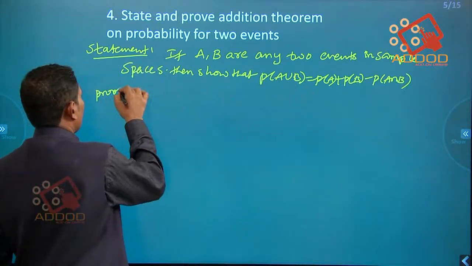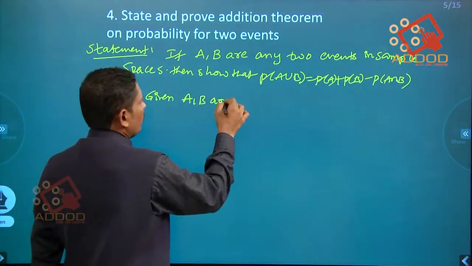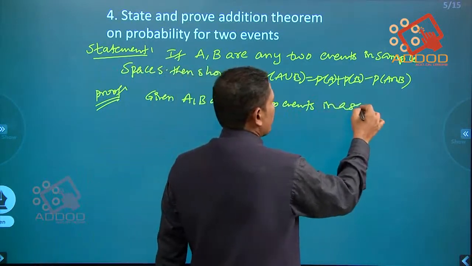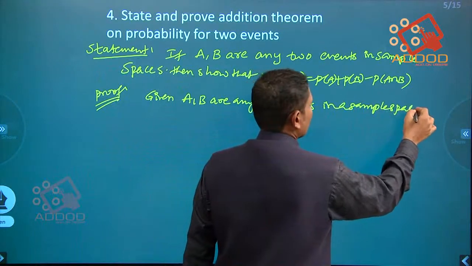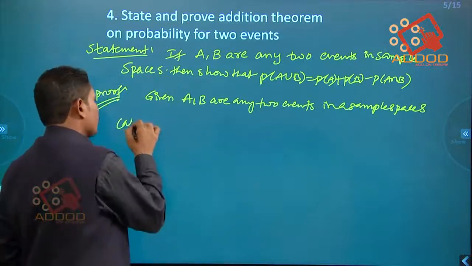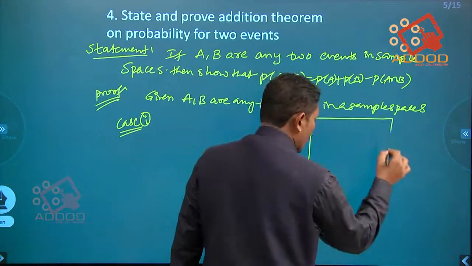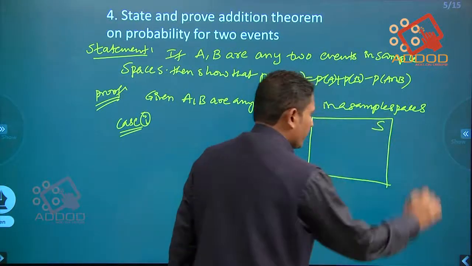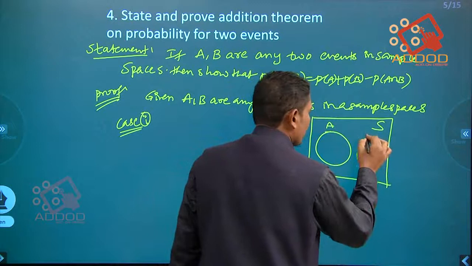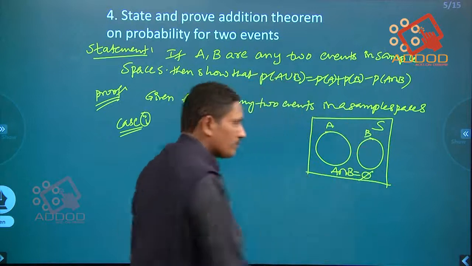Now for the proof, I take the given statement: A, B are any two events in a sample space S. Now that can be converted into two cases. Case 1. Using case 1 I can draw the Venn diagram. This is the sample space S. In that, A is one event and B is another event. Here there are no common values. That is, the intersection A intersection B is the null set.